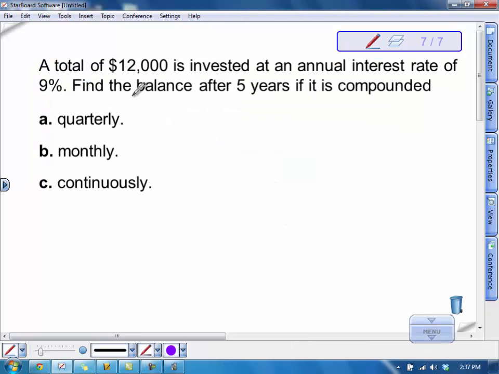Okay, so we have $12,000. That's our P. So P equals 12,000. Our rate is 9%, so I'll call that 0.09. And the balance after 5 years, so the time that we're going to leave it in for is 5 years. Now I'm going to plug that into the first equation, because when we compound quarterly, this is the equation we'll use.